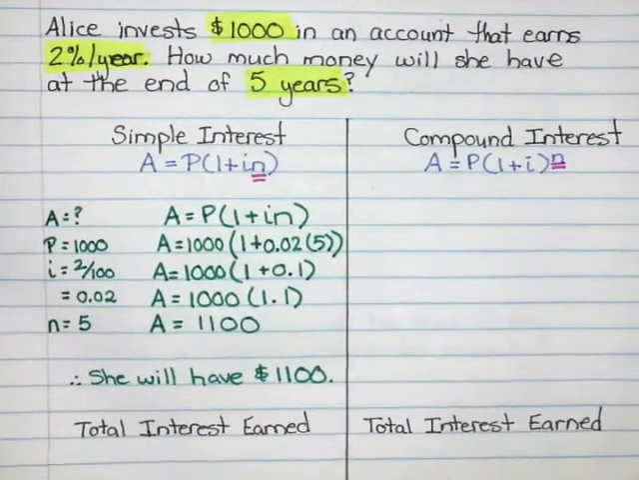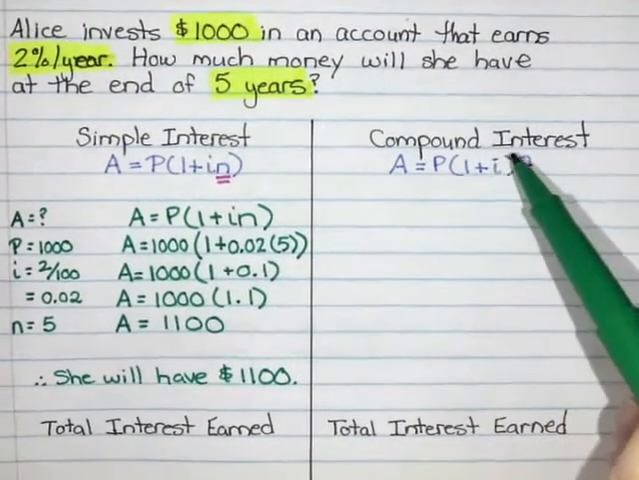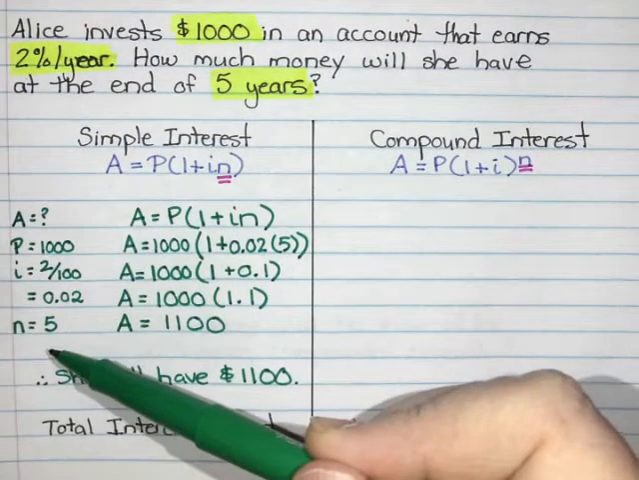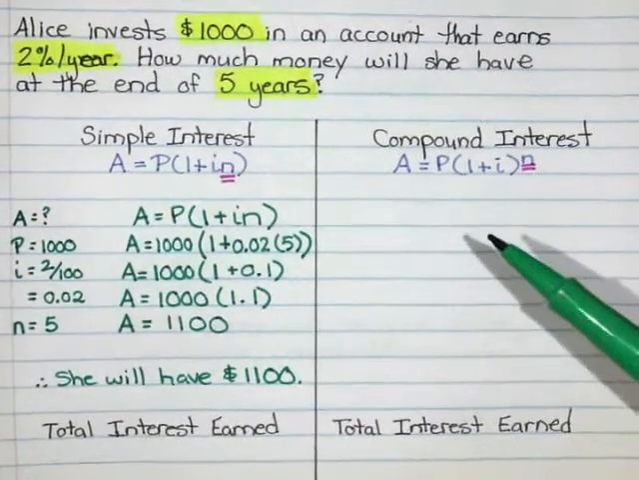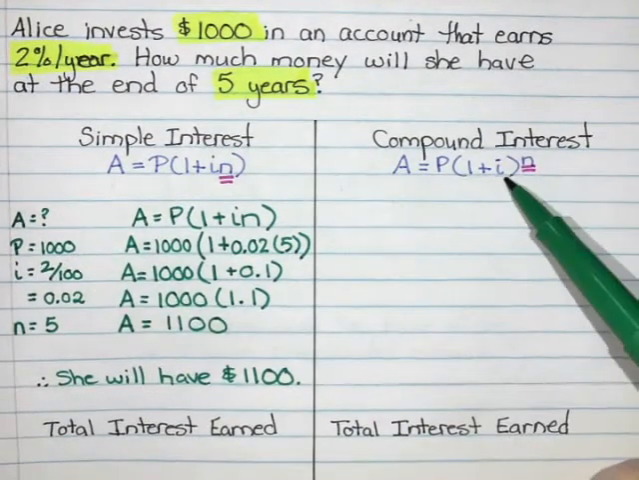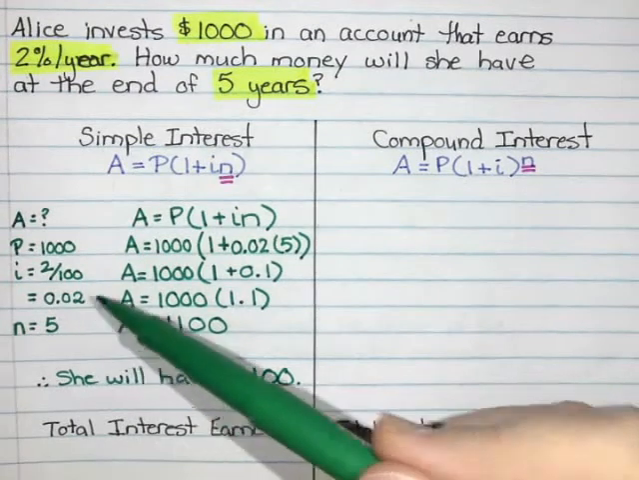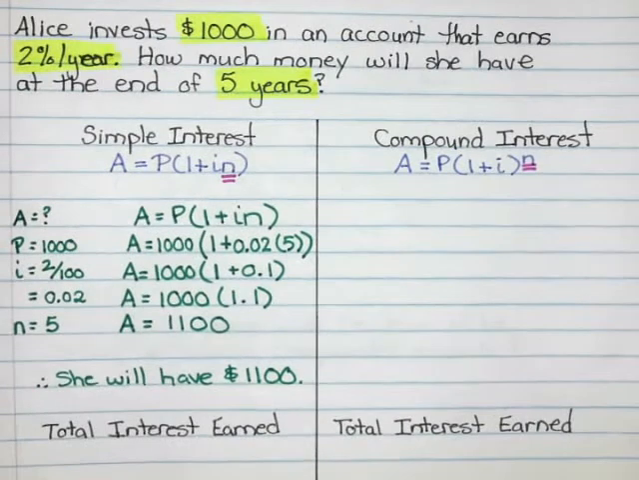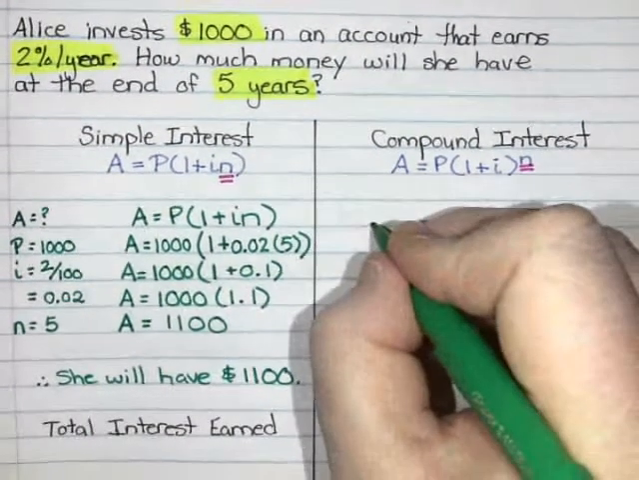Now we are going to do the same question, but this time using compound interest. Now I'm not going to list A, P, I, and N again because they're actually the same numbers, right? The starting amount, the principal is still $1,000. The interest rate divided by 100 is still 0.02, and N, the number of years, is still 5. That hasn't changed. So I'm not going to write it down. I'm just going to write the formula.